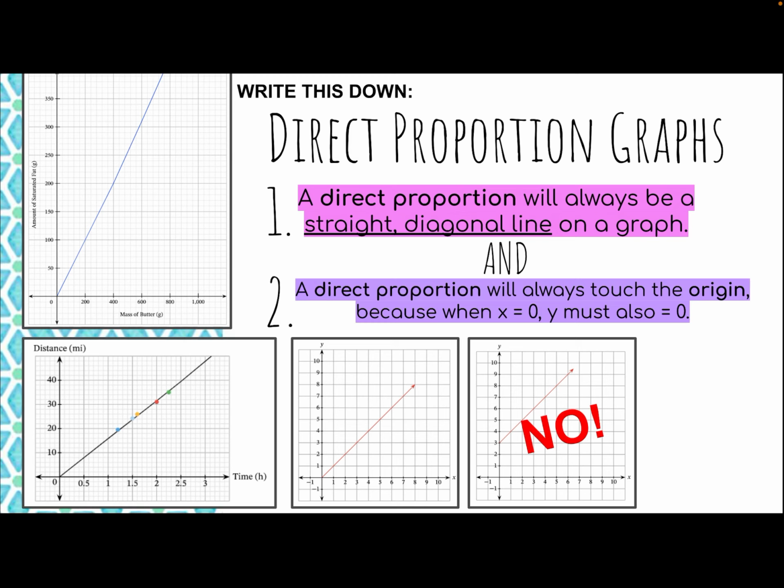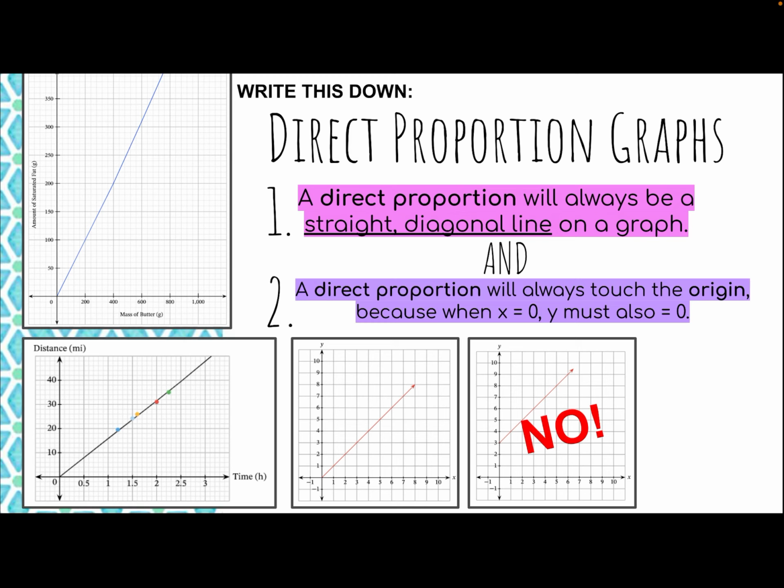Let's look at our 4 graphs. The first graph in the upper left, about mass of butter and amount of saturated fat, is a direct proportion because it meets the criteria of being a straight diagonal line through the origin. Right below that is another graph about time and distance. That is a straight diagonal line going through 0, 0. That is also a direct proportion.